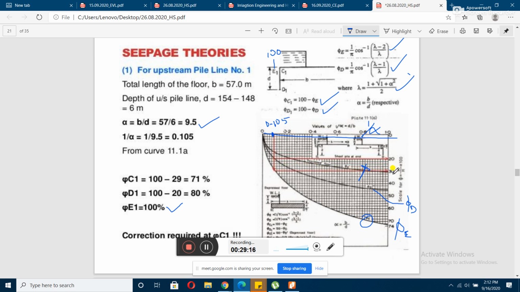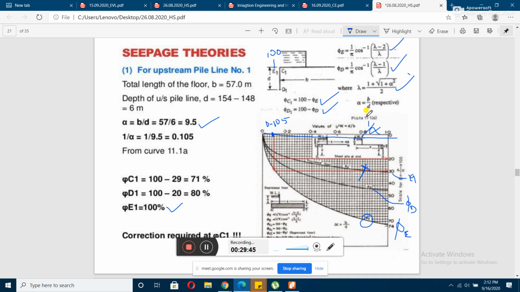So this turns out to be 29. This is the graph for phi e, so the phi e value turns out to be 29. Again I repeat, what we will be doing is finding the value of 1 by alpha, because this axis represents 1 by alpha. So we will be finding that 1 by alpha.